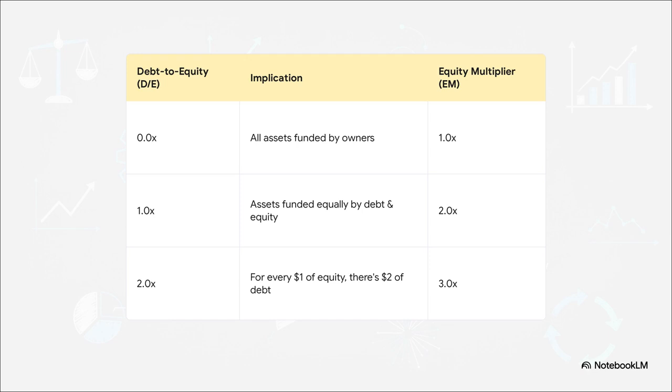Okay, check this out. This table really shows you the direct connection between the equity multiplier and debt. The multiplier is literally just 1 plus the debt-to-equity ratio. So, if a company has 0 debt, its multiplier is 1. All assets are paid for by the owners. Simple. If its debt and equity are equal, the multiplier is 2. And if it has $2 of debt for every $1 of equity, boom, the multiplier jumps to 3. The takeaway is crystal clear. A higher multiplier always means more debt.